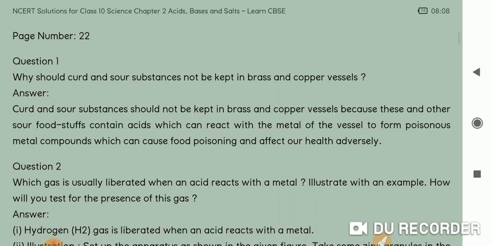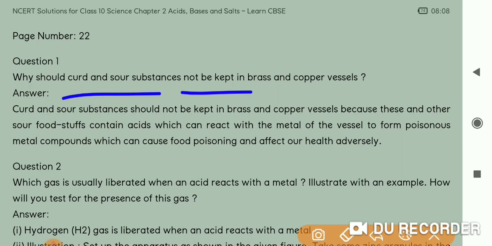On page number 22, we have another question. Why should curd and sour substances not be kept in brass or copper vessels? See, curd is a sour substance and should not be kept in brass and copper vessels, because these and other sour foodstuffs contain acids which can react with the metal of the vessels to form poisonous metal compounds, which can cause food poisoning and affect our health adversely.